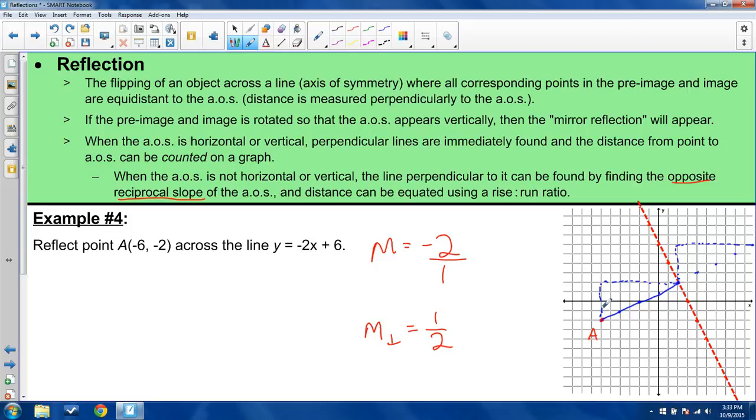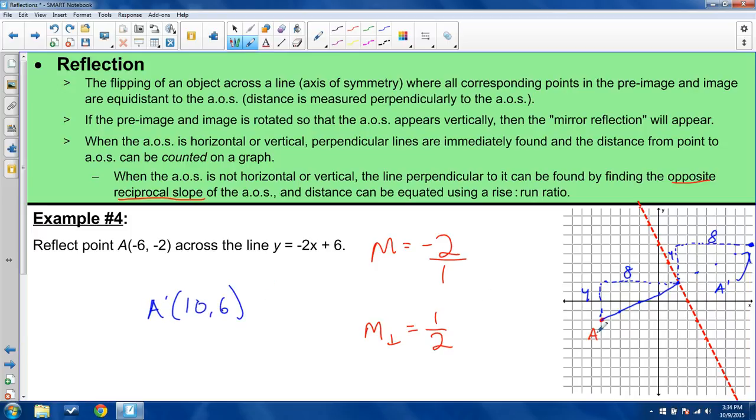So if I go up 1, 2, 3, 4, and I run 1, 2, 3, 4, 5, 6, 7, 8, I have to do that one more time from the point 2, 2, and I will find this new point called A prime. So that point is 1, 2, 3, 4, 5, 6, 7, 8, 9, 10 over, and 1, 2, 3, 4, 5, 6 up. So my A prime point is at 10, 6.